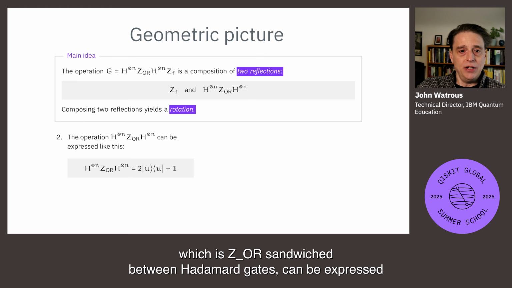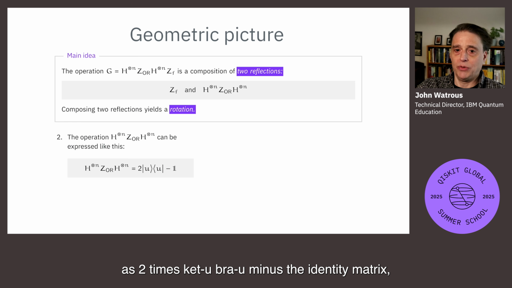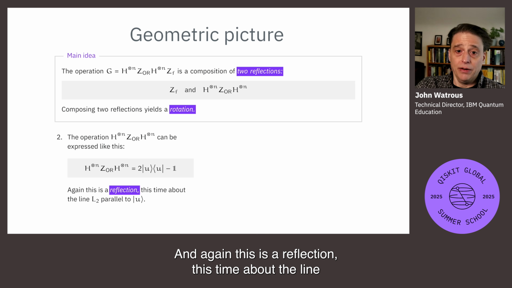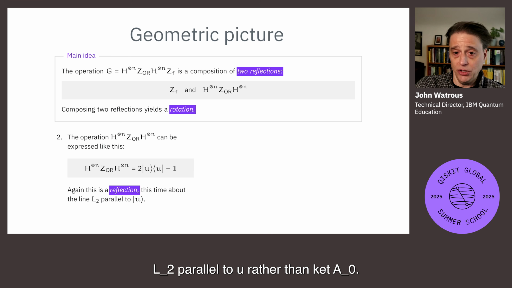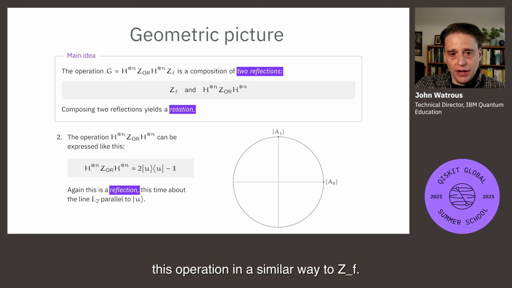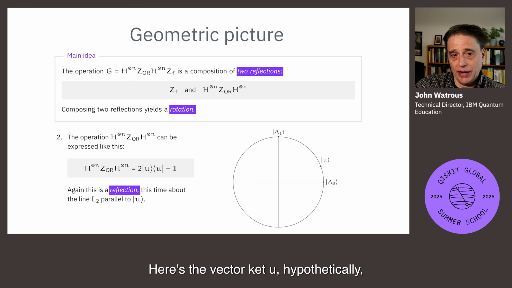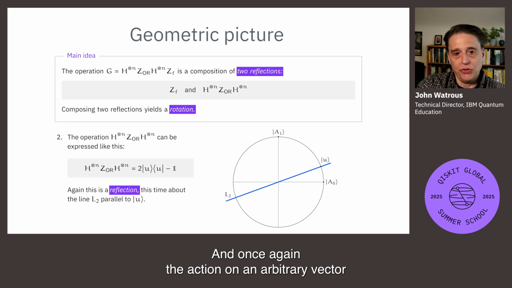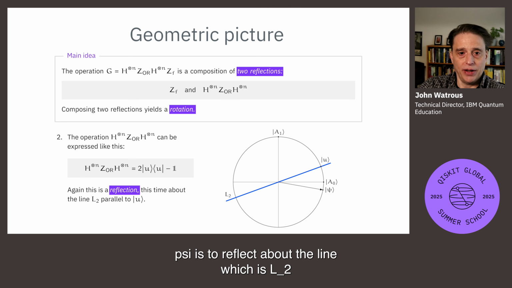The second part of G, which is Z-OR sandwiched between Hadamard gates, can be expressed as 2 times ket U bra U minus the identity matrix, as we've already seen. And again, this is a reflection, this time about the line L2 parallel to ket U, rather than ket A0. We can visualize this operation in a similar way to ZF. Here's the vector ket U, hypothetically, so this is the line L2 parallel to ket U. And once again, the action on an arbitrary vector psi is to reflect it about the line, which is L2 in this case.